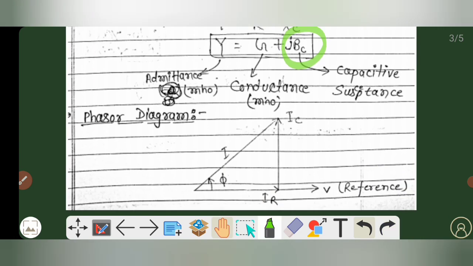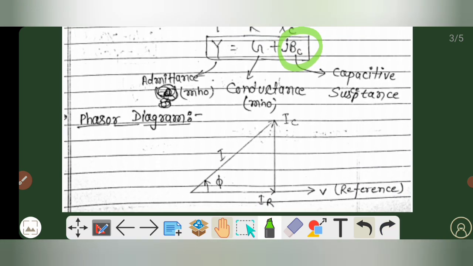Now, my dear friends, next we will draw the phasor diagram. For drawing the phasor diagram, this is a parallel circuit, so we take voltage as a reference. We know that the current across the resistor is in phase with the voltage, so here we have denoted IR. We also know that the current across the capacitor leads the voltage by 90 degrees, so we have denoted this by IC, and this will be the equivalent current.